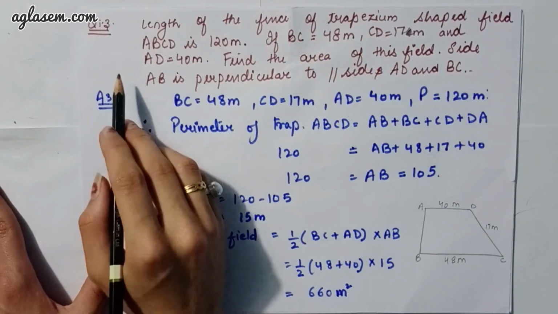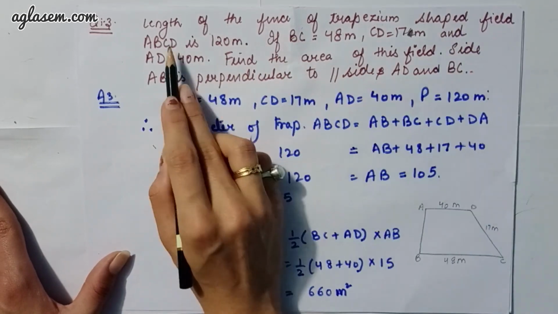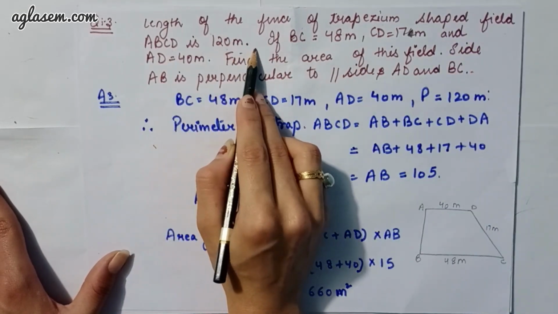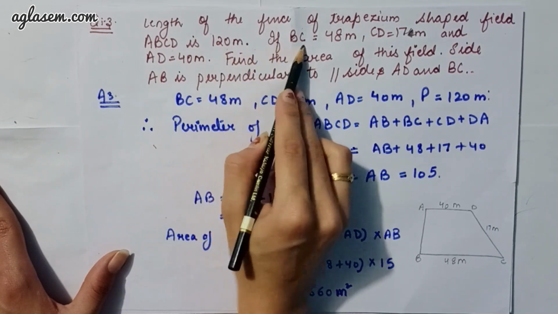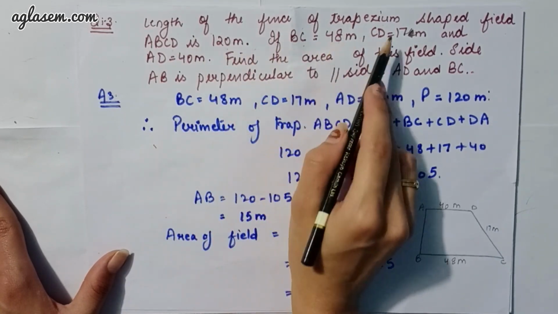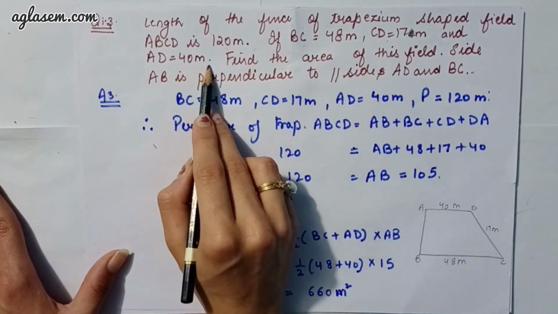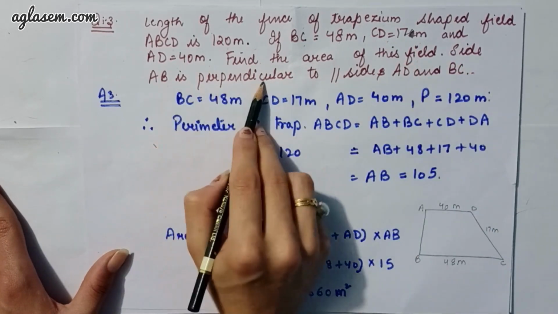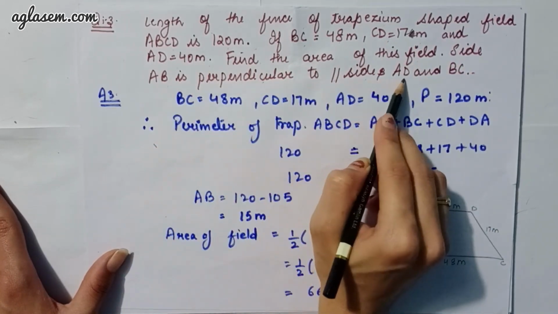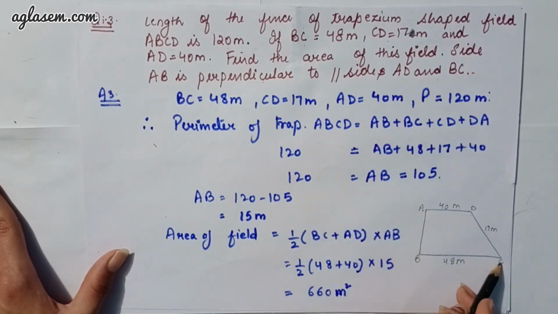Moving to the third question, which says the length of the fence of trapezium shaped field ABCD is 120 meter. If BC is equal to 48 meter, CD is equal to 17 meter and AD is equal to 40 meter, we have to find the area of this field. The side AB is perpendicular to the parallel sides AD and BC. It is given AD is parallel to BC. Right, so we have to solve it.